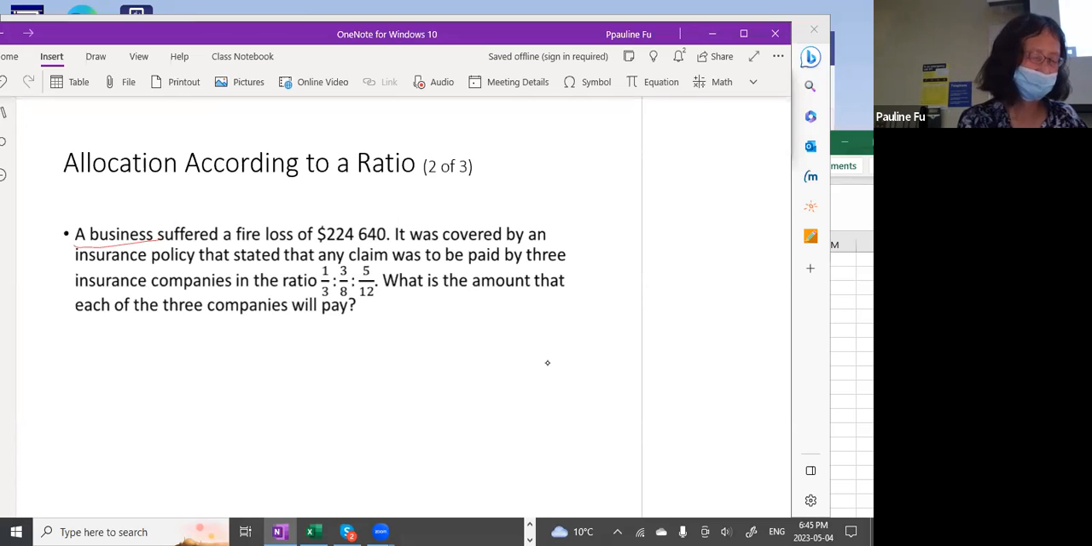You have to find the common denominator, right, so that you can figure it out, so that it's all balancing. Excellent.